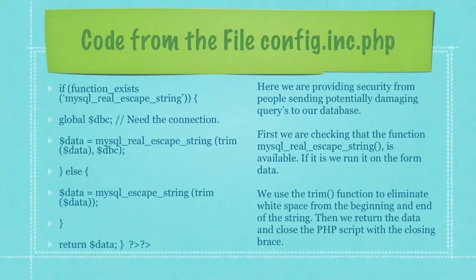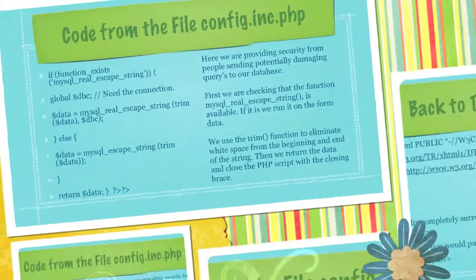Here we're providing security from people sending potentially damaging queries to our database. First, we're checking that the function mysql_real_escape_string is available. If it is, we run it on the form data. We use the trim function to eliminate white space from the beginning and end of the string. Then we return the data and close the PHP script with the closing brace.